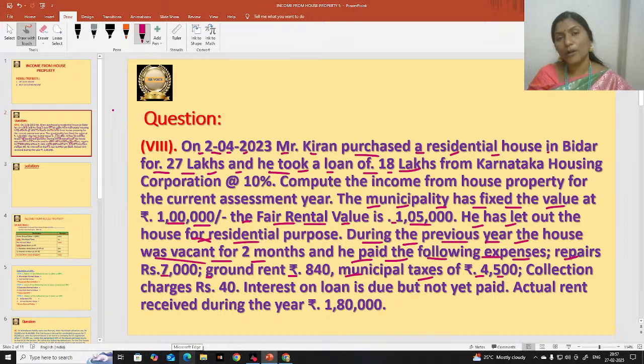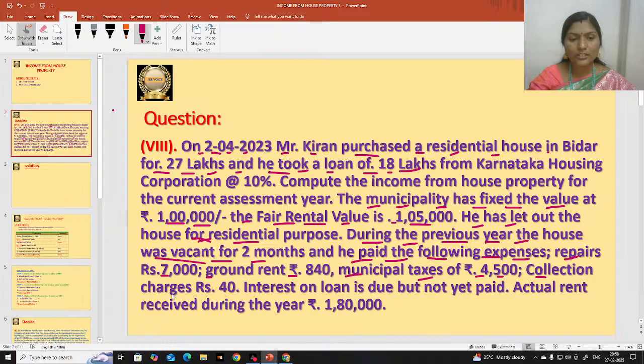But what is the point that we should remember here? Municipal taxes should be paid off. If it is due, then we don't deduct it from the gross annual value. If they don't mention anything in the question, we can assume that it is paid off and we can give deduction from gross annual value. Here they did not mention anything, so we can assume that it is paid. 4,500 is the municipal taxes.